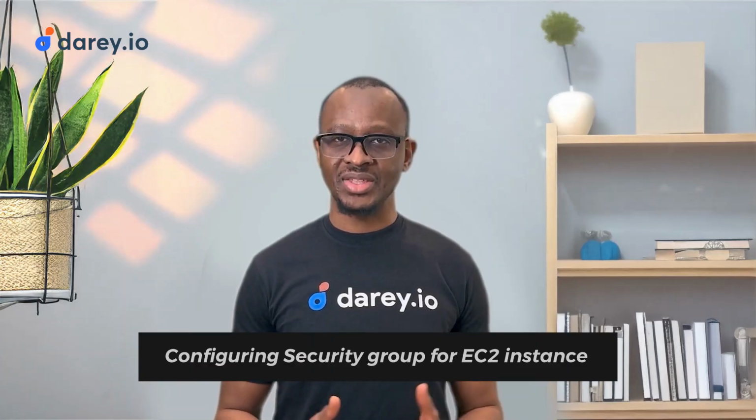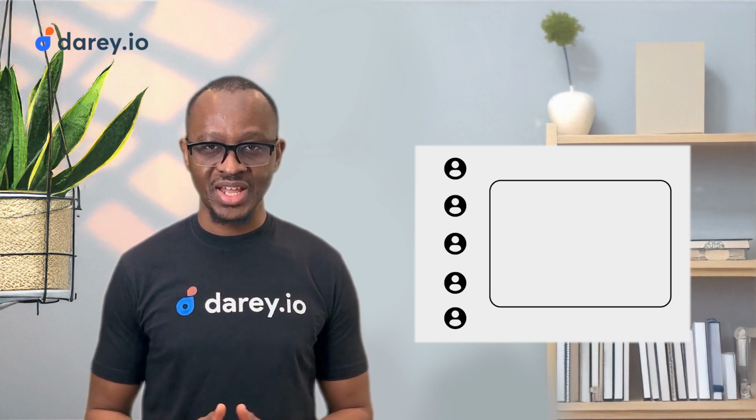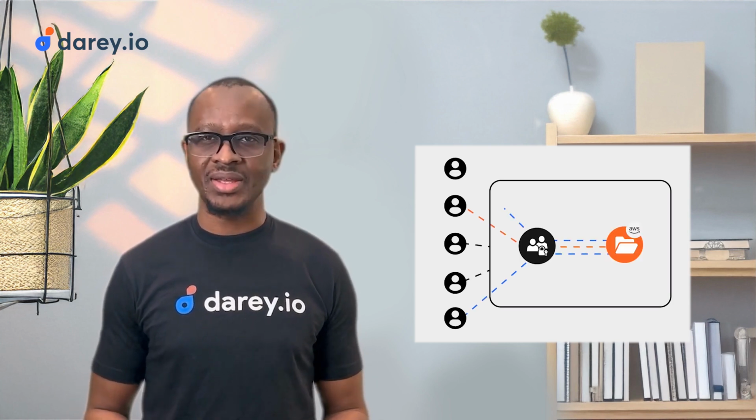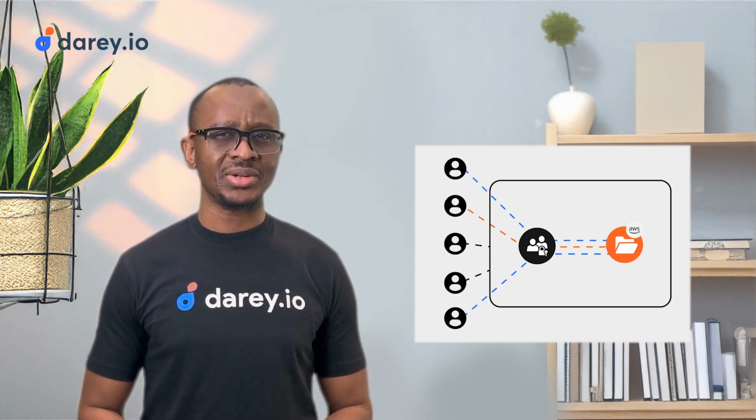All right, let's configure our security group for our EC2 instance. Remember from our VPC lesson, security groups act as virtual firewalls for our EC2 instances, controlling inbound and outbound traffic. This is crucial for keeping your instances secure while allowing the necessary access.